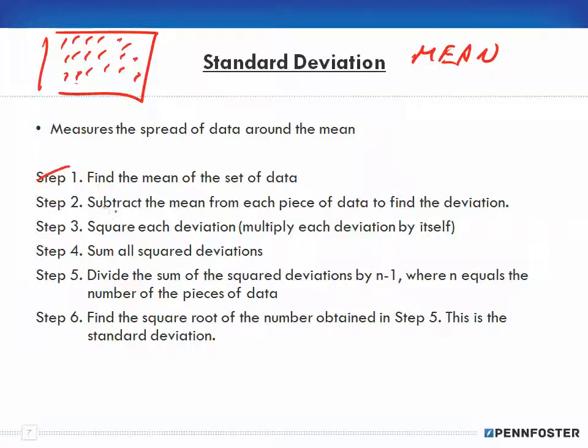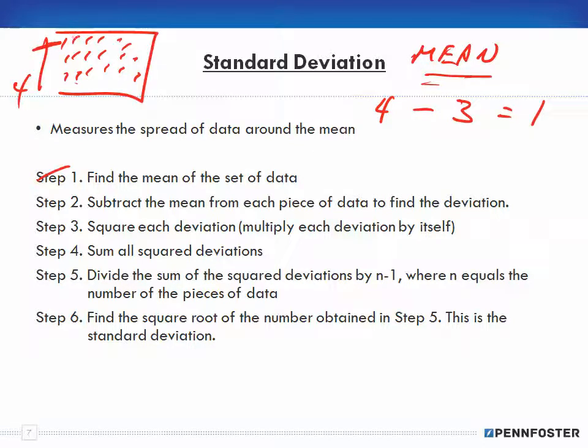Then you subtract the mean from each piece of data to find the deviation. So let's say my mean was 3. That's the average. And let's say this particular point in data here was the number 4. Well, number 2 says subtract the mean from each piece of data. So if that piece of data was 4, I'm subtracting the mean from it, which means my deviation is 1.